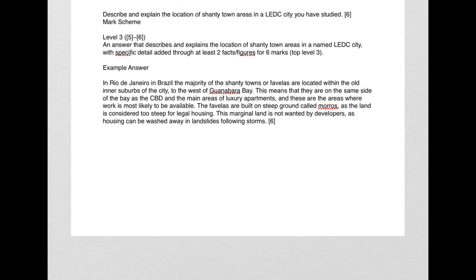If you come across to the next page, you can see an example question. Command word, describe, which means give reasons. Describe means say what you see. Explain means give reasons for the location of the shantytown areas in an LEDC city that you have studied. You can see the level 3, 5 to 6 mark scheme. An answer that describes and explains the location of shantytowns in a named LEDC city. Specific detail is needed through at least 2 facts figures for 6 marks or top level 3.